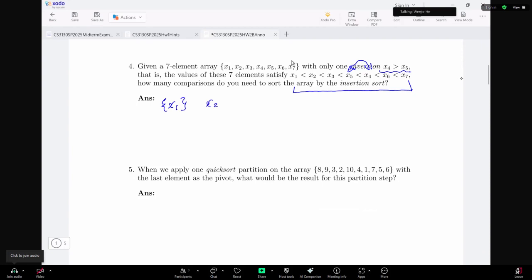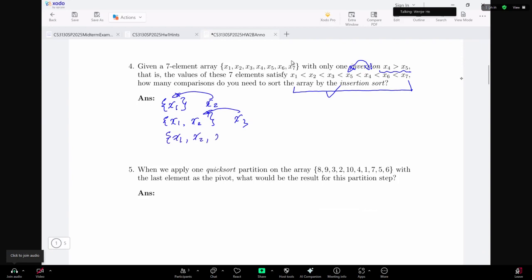When you insert x2 into the currently ordered array, how many comparisons? 1. So after that, you get x1, x2. Then x3, you insert it. Based on the information here, how many comparisons do you need? I cannot tell you the answer; you make your decision.